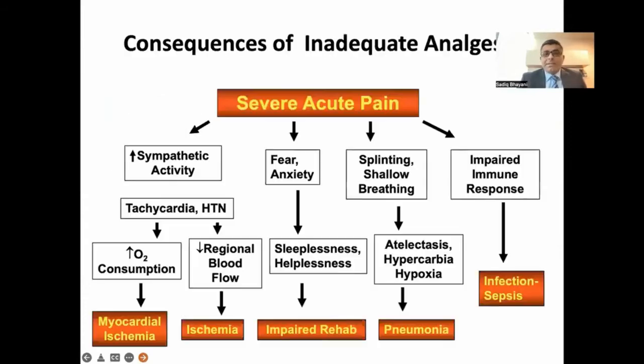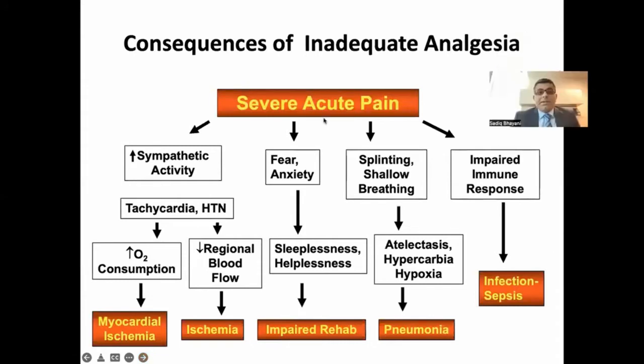And we all know if you don't control somebody's pain, then these are the consequences we're going to face. Acute severe pain, increased metabolic activity, leads to increased oxygen consumption, leading to myocardial ischemia. It reduces the regional blood flow, can lead to gut ischemia. It can also cause problems like fear, anxiety, sleeplessness, helplessness that impairs their rehabilitation and discharge from the hospital.